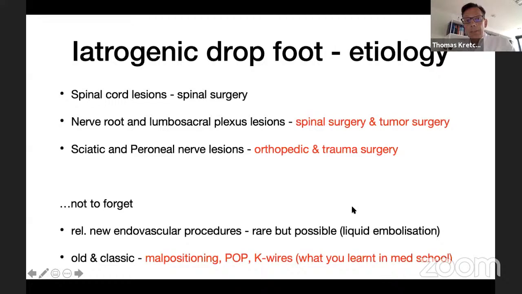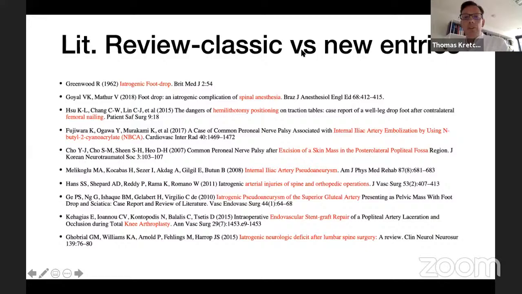If we talk about iatrogenic foot drop etiology, of course, the bulk of it is due to spinal surgery and tumor surgery, due to procedures of orthopedic and trauma surgery. And not to forget, this is the stuff that you learned in med school, the old and classic stuff: due to malpositioning, splints, plaster of Paris, K-wires. But to me, there's a sort of a new entity, and these are endovascular procedures. This is just a short summary. Don't go into the details.